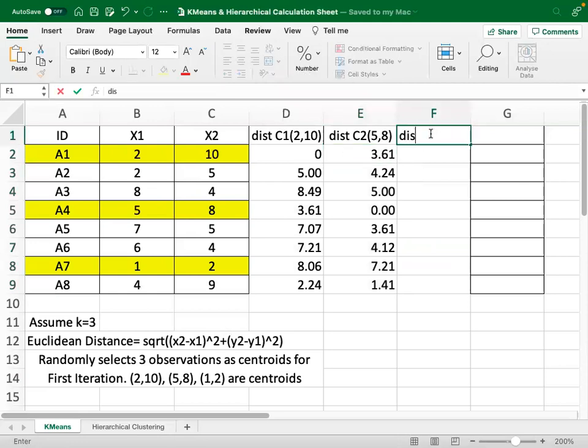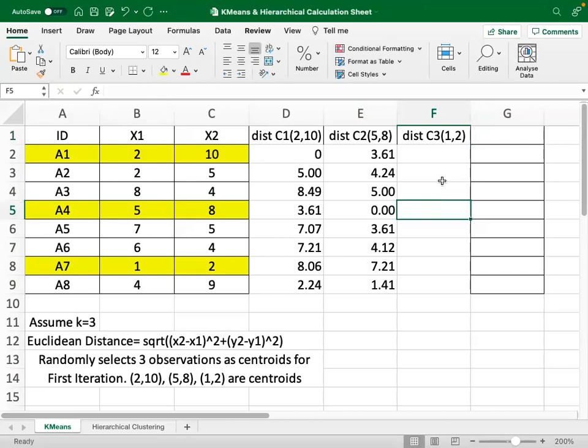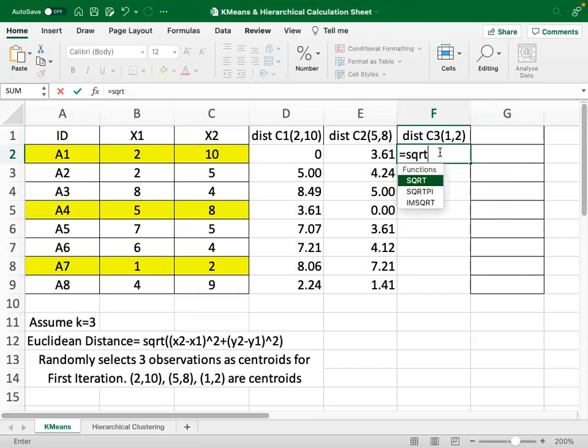Now, distance C3, 1, 2, is equal to SQRT, open 2 brackets, 2 minus 1, fix the 1 by pressing F4, to the power of 2, plus open bracket 10 minus 2, fix the 2 by pressing F4, to the power of 2.